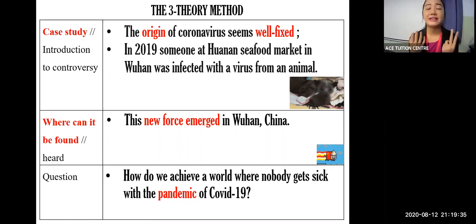Case study, where can this thing be found? Question. So it doesn't have to be COVID-19, it can be technology. So for example, what is the case study of technology? Take a look around you. Everyone is holding their phone. This is a very good opening. Where can phones be found? It is found everywhere. It is ubiquitous. It is everywhere, literally. No matter where you look, someone is always holding a technological device. And the question is, depends on what the essay is asking.